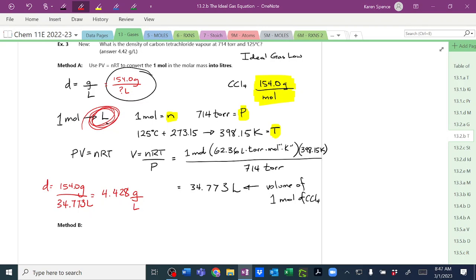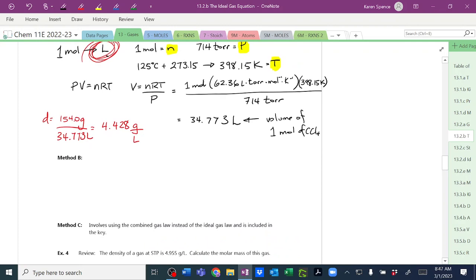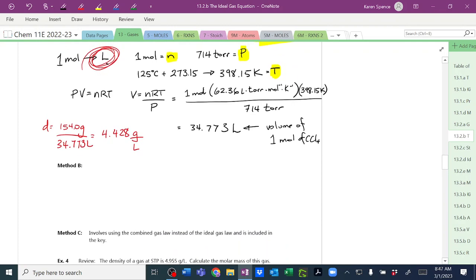All right. Method B. What is method B? Okay, there we go. All right. 13.2b, method B. This is example 3.